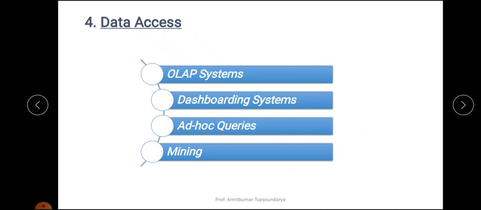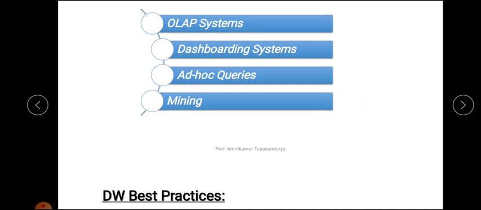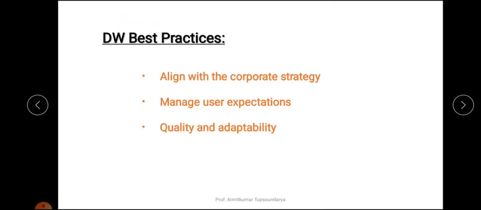Now just to discuss a few best practices of data warehouses, there are these 3 listed best practices. The data warehouse project should be aligned with the corporate strategy. The top management should be consulted for setting objectives, and financial viability should be established, aligning with the corporate strategy. Then it is very important to manage user expectations.